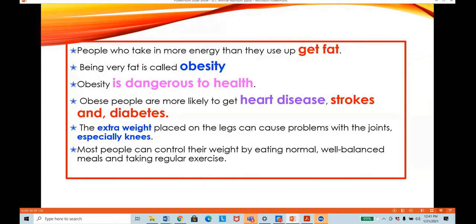Obesity is dangerous to health. Why? Because obese people are more likely to get heart disease, strokes, and also diabetes. What is the difference between heart disease and a stroke, ladies?